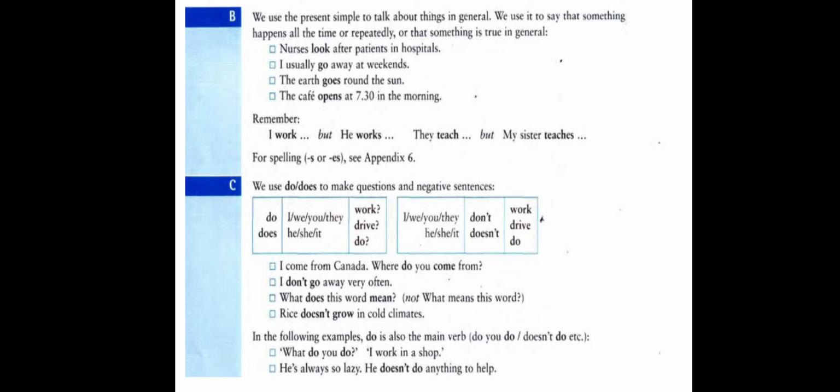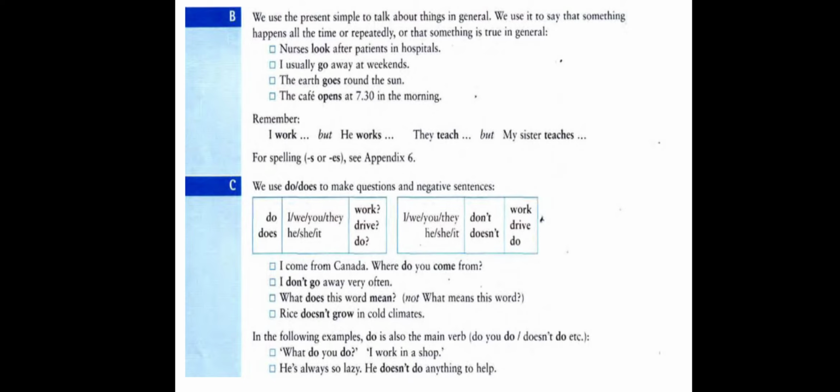B, we use the present simple to talk about things in general. Here it means we use it to say that something happens all the time or repeatedly. If something is repeated or happens repeatedly, then we think of a habit, or sometimes we think of a fact, something which is always true. That something is true in general.